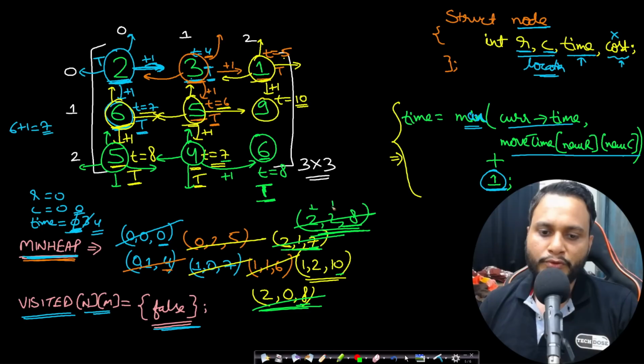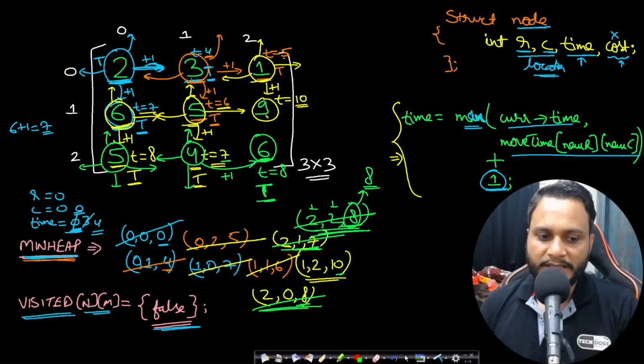And since this 22 is my target cell, that is why I can say that I have reached here in the shortest possible time. That means the minimum possible time. And whatever is the time parameter, that will be our answer, which is 8. So I hope you were able to understand this dry run.